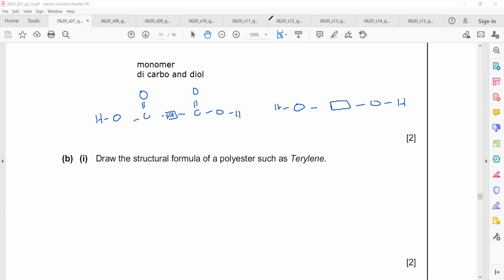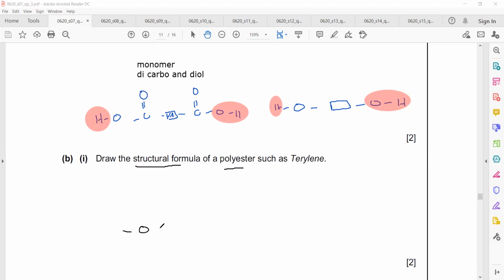Now when diol reacts with dicarboxylic acid, if one side you remove H, the other side you will remove OH. One side H, other side OH. And what you're left with, that is the structure. Water will be there as a product because it is a condensation polymer, but you don't have to draw water here. Why? Because they only ask for polyester.